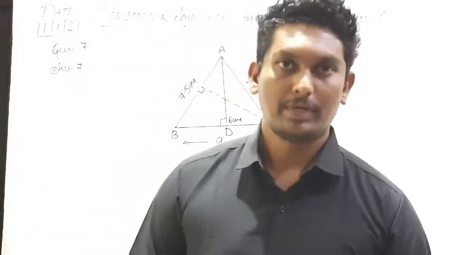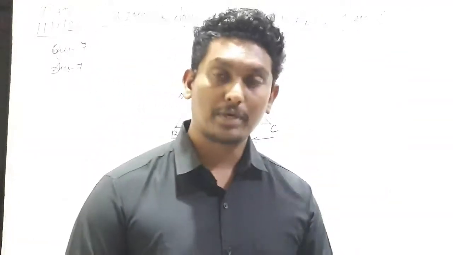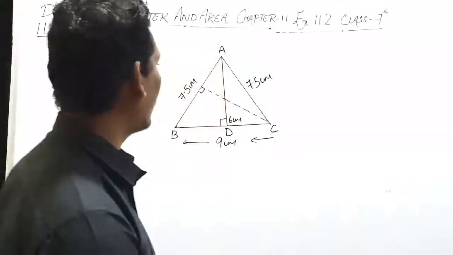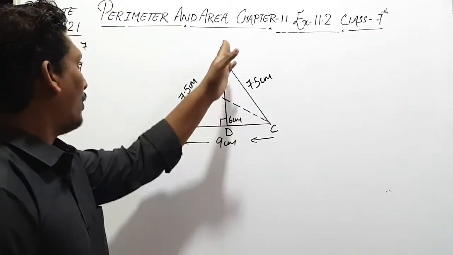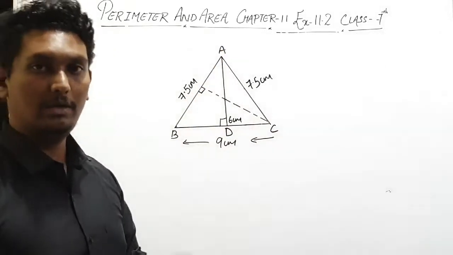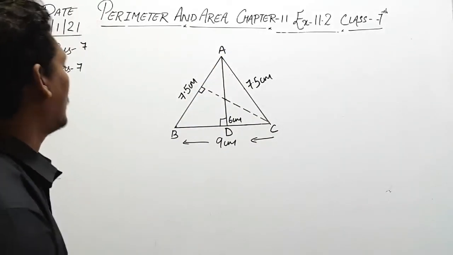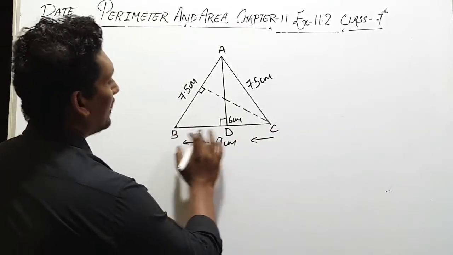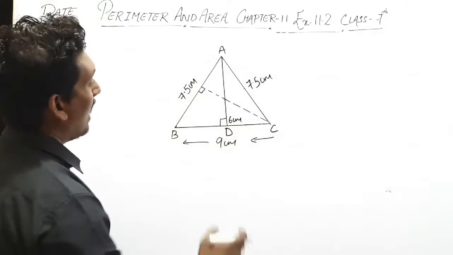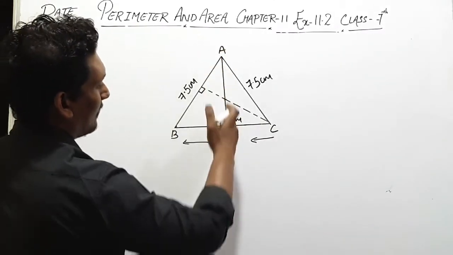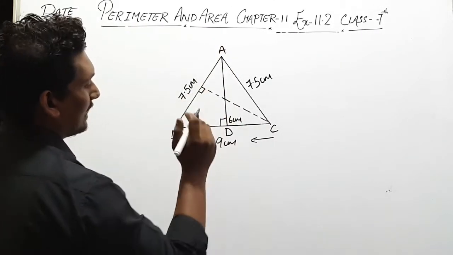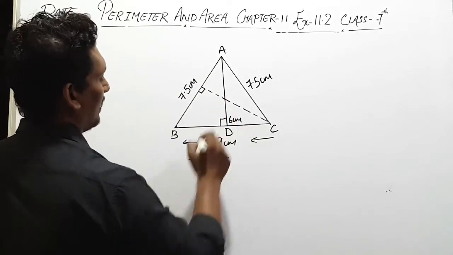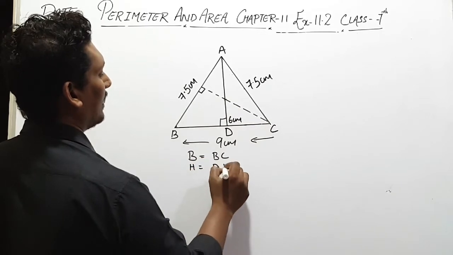So now come to question number 7. I'm going to explain the figure, and this question you have to do it by your own. Okay, so just the figure. So one triangle ABC is given to you, in which BC is given 9 centimeter. So BC is the base and its corresponding height is AD. Okay, so for base we are having BC, and for height we are having AD.